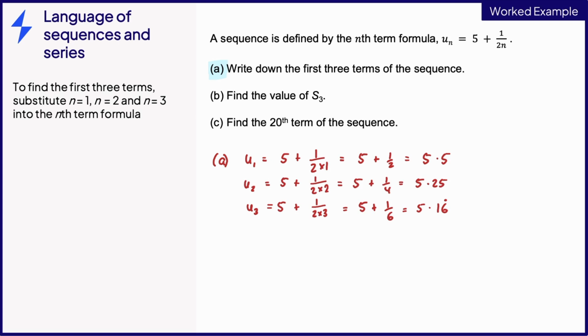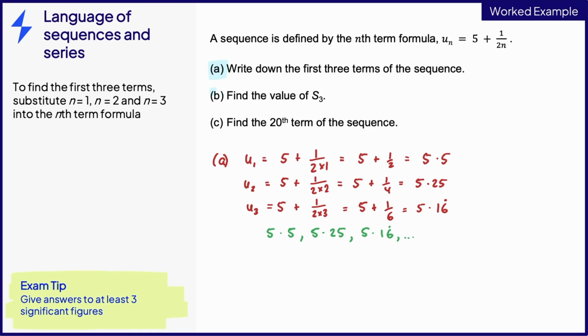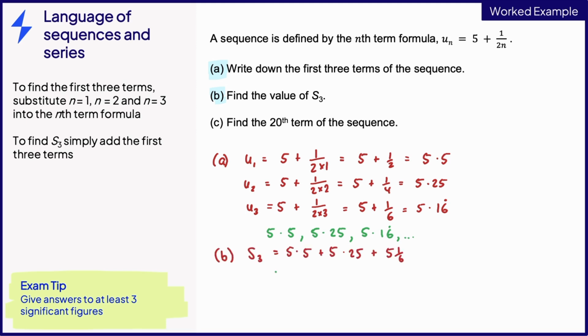or you could write it as 5.16 with the 6 recurring, as I have here, or you could round it to 5.17, but do remember that in IB exams you must round to at least 3 significant figures. And it's probably worth writing down those 3 terms as your final answer on one line. Then on to B, the value of the sum of the first 3 terms, you simply add the 3 terms that you found in part A. And that gives us 15.9, again to 3 significant figures.